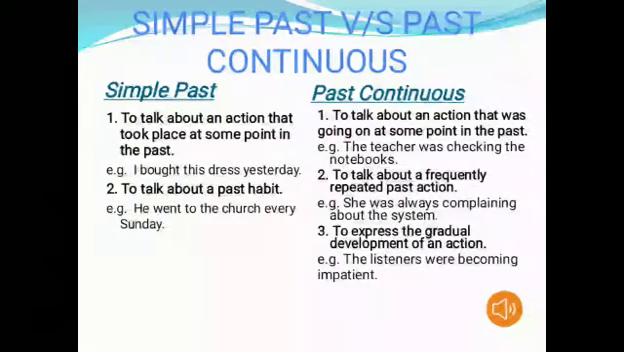Second point is to talk about a frequently repeated past action. For example, she was always complaining about the system. Means this action is repeated again and again in the past. Number 3, to express the gradual development of an action. For example, the listeners were becoming impatient. Means gradual development. The action was that they were becoming impatient, and it was gradually developing. So here we are using past continuous tense.